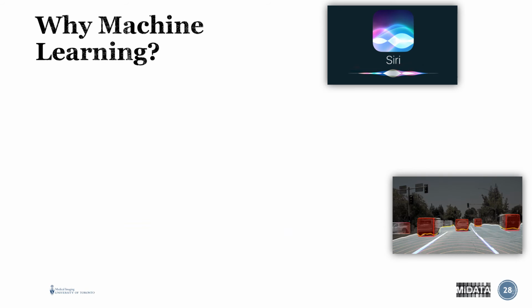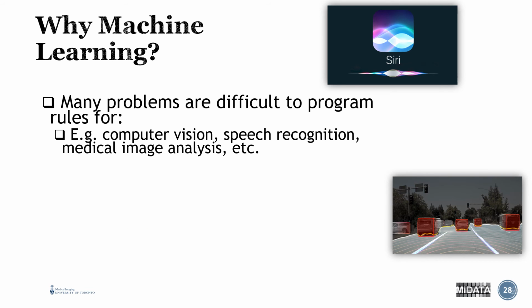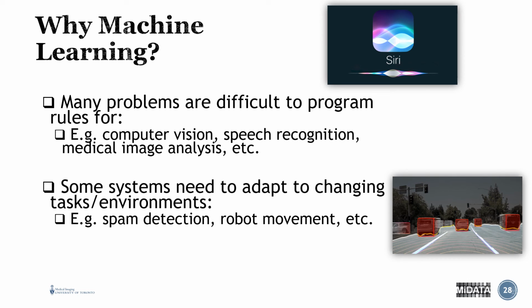So why machine learning? Well, many problems are difficult to program rules for. For example, computer vision, speech recognition, medical image analysis. I mean, you can see immediately that these three that I've just enumerated are where there's a lot of research in artificial intelligence and machine learning. And that's because they're very complicated problems.